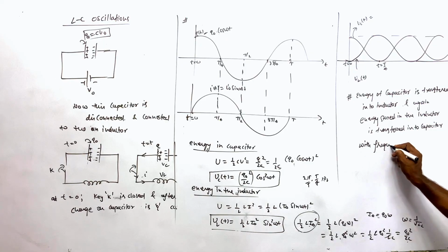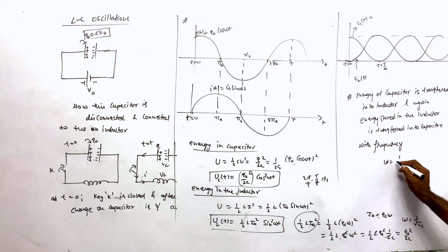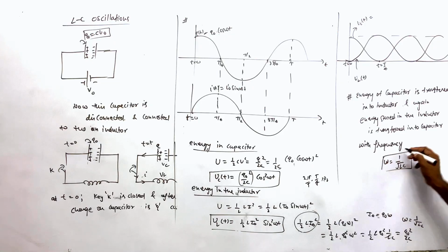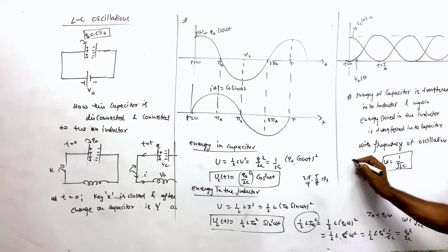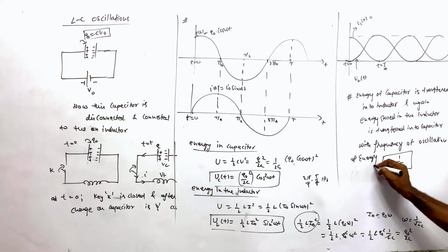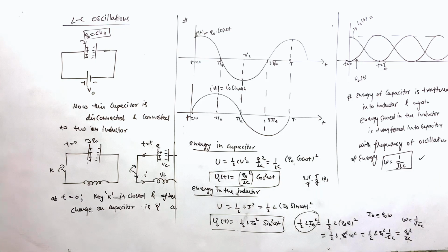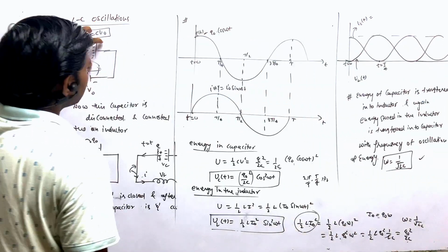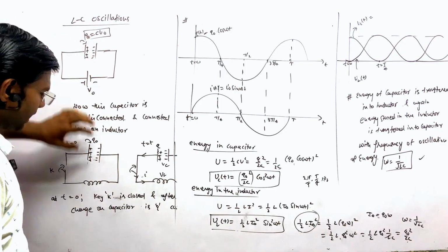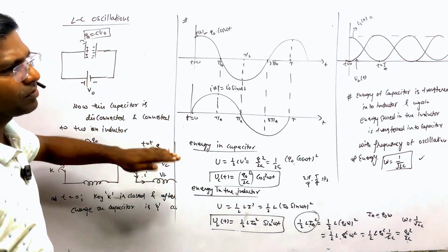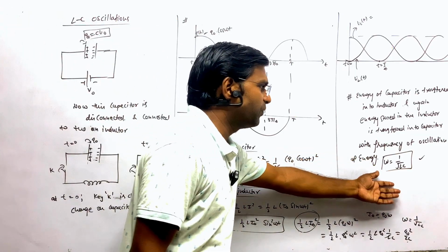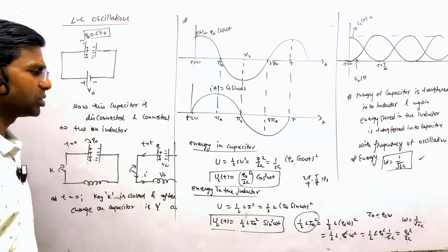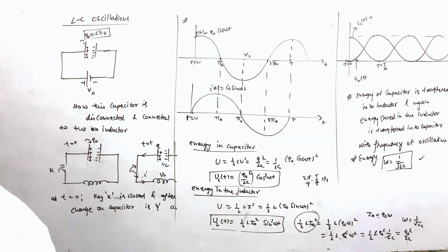What is the frequency of oscillation? Say 1 upon root LC. This is the frequency of oscillation of energy. What is the frequency of energy oscillation? 1 upon root LC. And this is called the LC oscillation. The LC oscillation means when the capacitor is charged fully and connected to the inductor, the energy is transferred from the inductor to the capacitor, capacitor to inductor with the same frequency, and this is called the LC oscillation. Is it clear or not? Copy this.